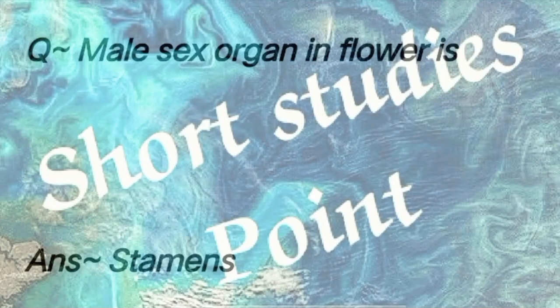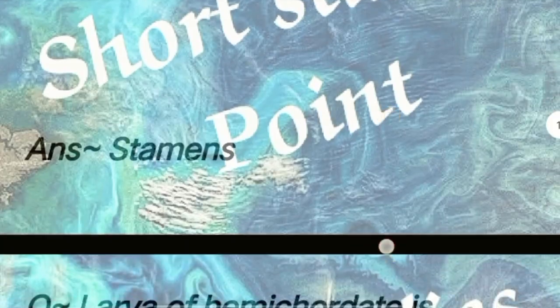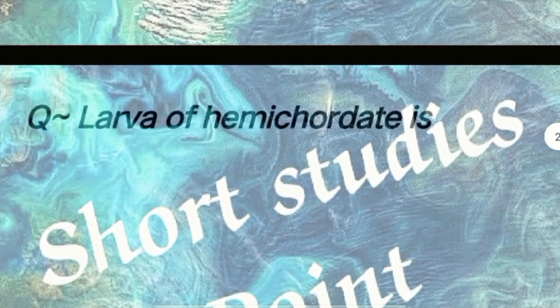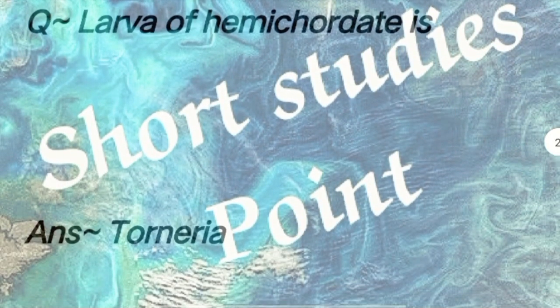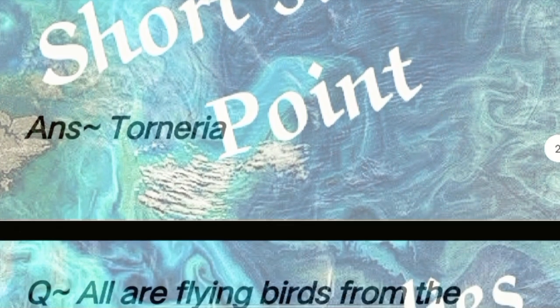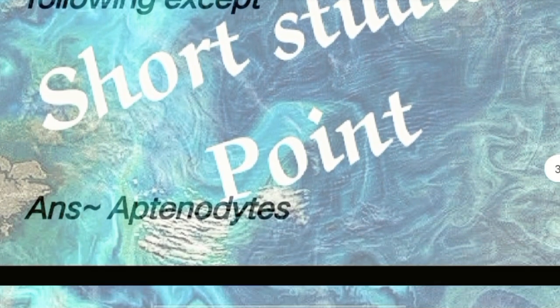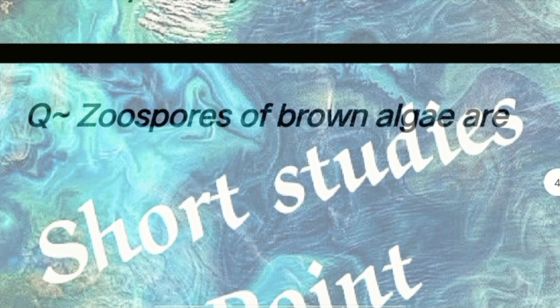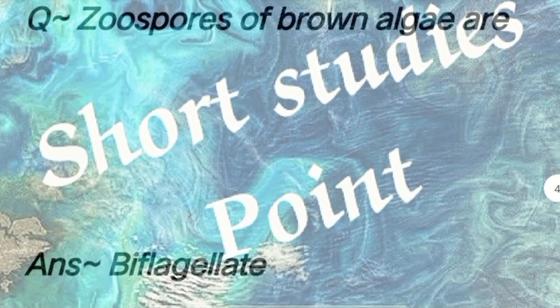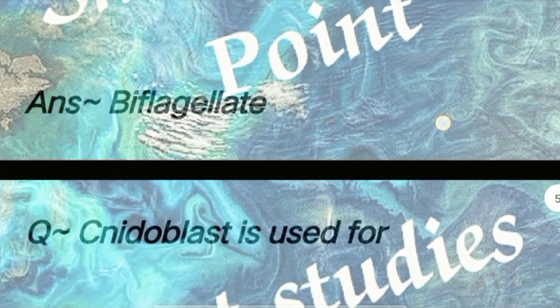Question: male organ in flower is? Answer: stamens. Next question: larva of hemichordate is? Answer: Tornaria. Next question: which are all flying birds from the following aspects? Answer: haptodontids. Next question: zoospores of brown algae are? Answer: biflagellate.